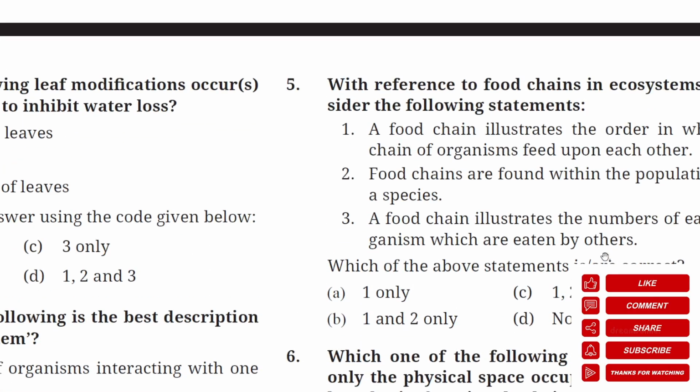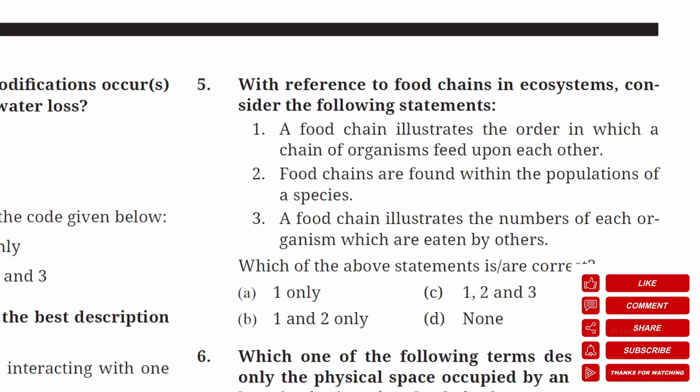Next, moving to the other question. Fifth question. With reference to food chains in ecosystems, consider the following statements. Once again, a question on food chain. A food chain illustrates the order in which a chain of organisms feed upon each other. That is an almost correct statement. Food chains are found within the population of a species. No, that is wrong. Different species exist.